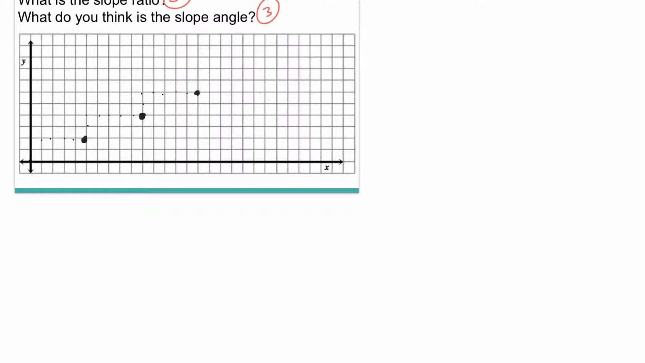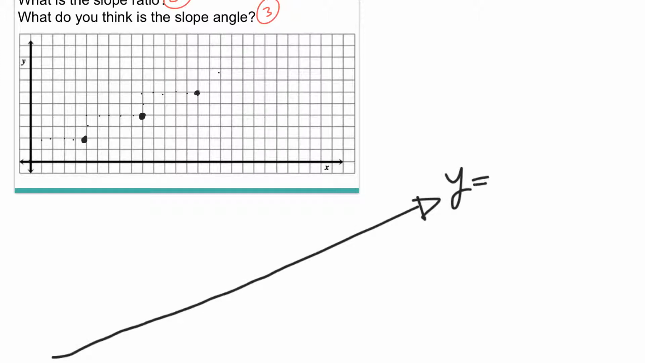And now, because I'm trying to be a perfectionist, let me get a line. Let's see if I can get this on here. Actually, let me just erase it. Can't really draw that. That's good enough. So this is y equals 2 over 5x.